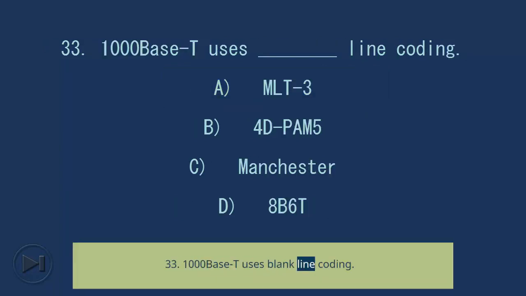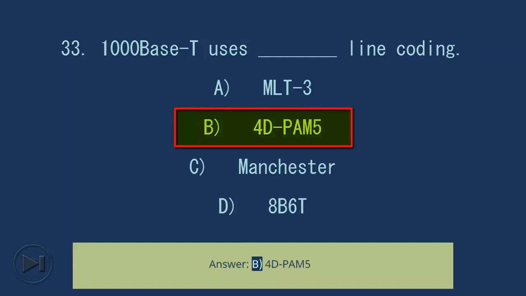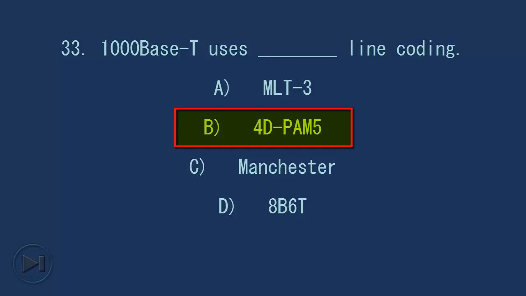33. 1000 base T uses blank line coding. A. MLT3. B. 4D PAM5. C. Manchester. D. 8B6T. Answer, B. 4D PAM5.